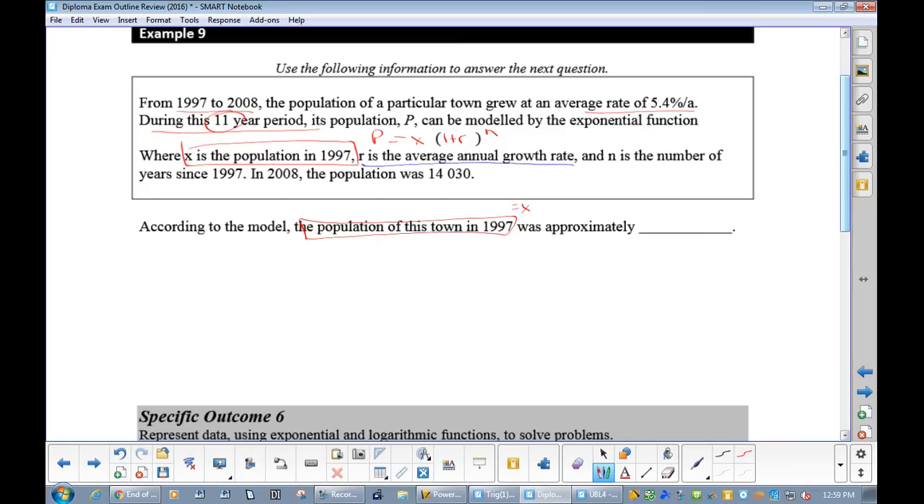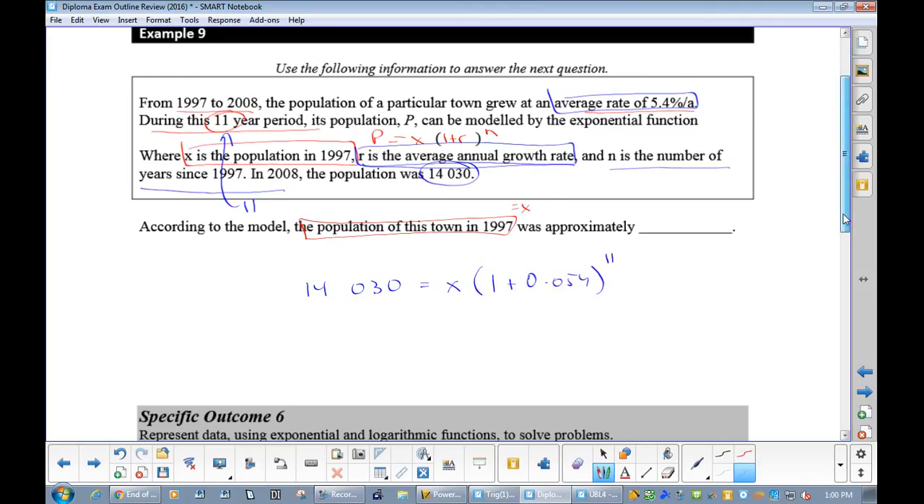It says R is the annual growth rate. N is the number of years since 1997, which is 11. They told us up here. And in 2008, which is 11 years, the population is 14,030. So what's P? 14,030 equals, what's X? We don't know it. What is R? It says R is the average annual growth rate, right there: 0.054. Make sure you're always changing to decimal. And what is N? Which is 11.